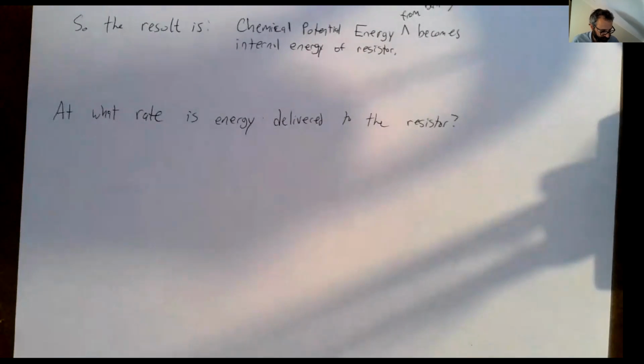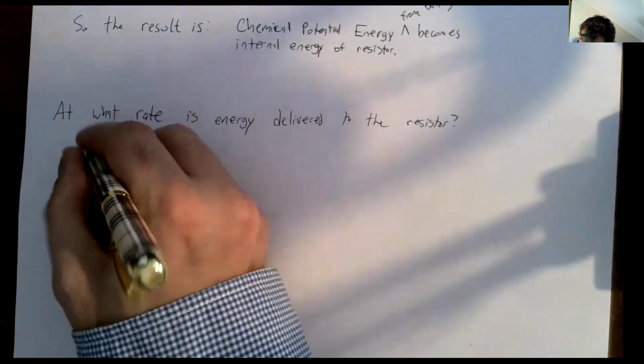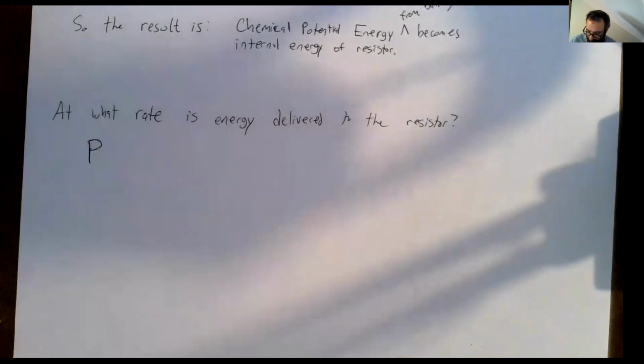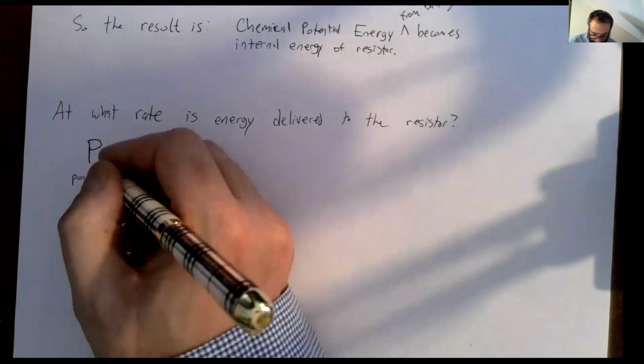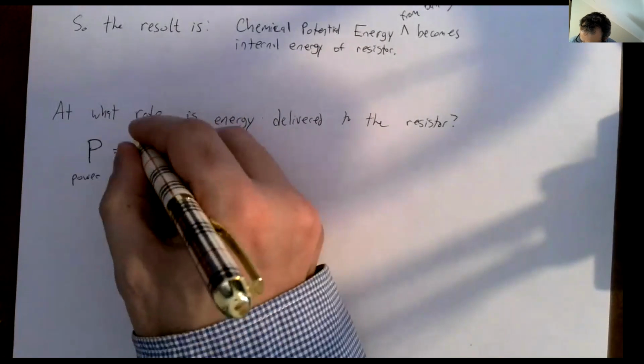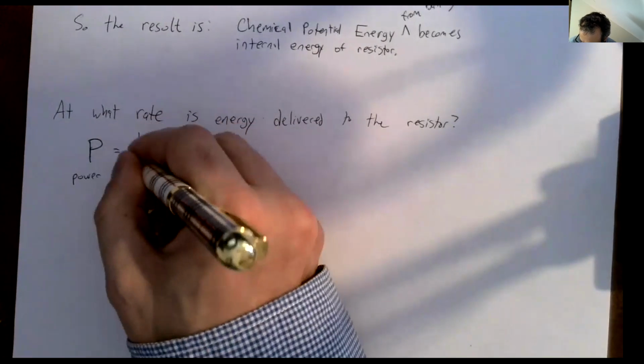At what rate is energy going to be delivered to the resistor? And you should already know, or hopefully can remember, that the power, P, right, and this is power, is just the rate of change of energy. So dU/dt.